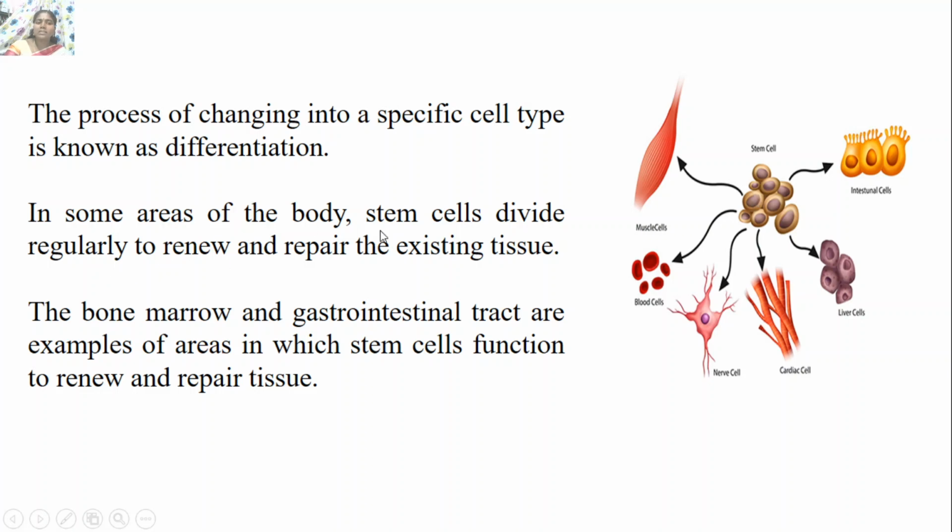So in some areas of the body, stem cells divide regularly to renew and repair the existing tissue. The bone marrow and gastrointestinal tract are examples of areas in which the stem cells function to renew and repair tissue.